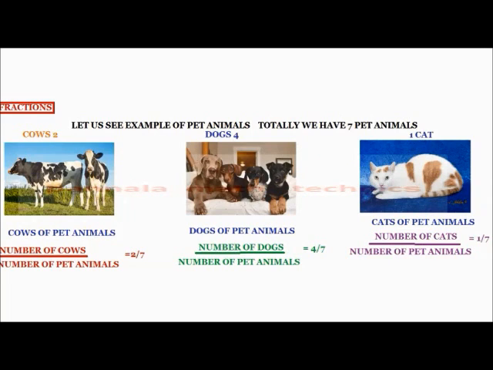Here, about pet animals. Totally we have 7 pet animals, and 2 cows are there. So we represent cows as 2 by 7 because the number of cows we have is 2 and the number of pet animals is 7, that is 2 by 7. Now dogs 4 by 7, and a cat 1 by 7 because one cat is there and total pets are 7. Like this we can represent parts of anything.